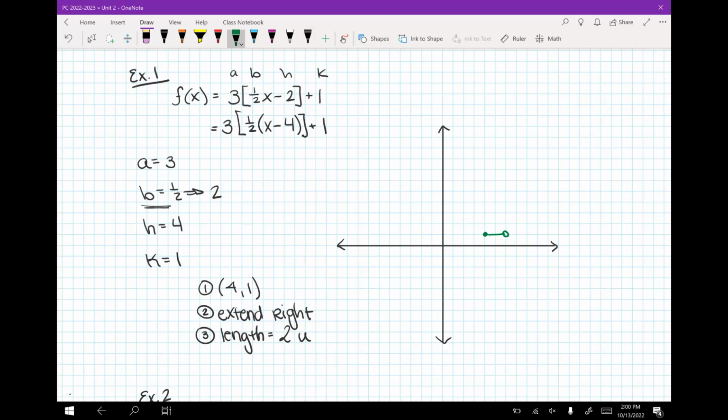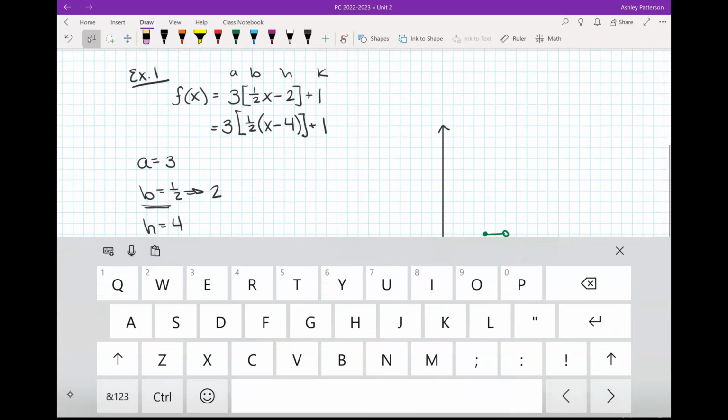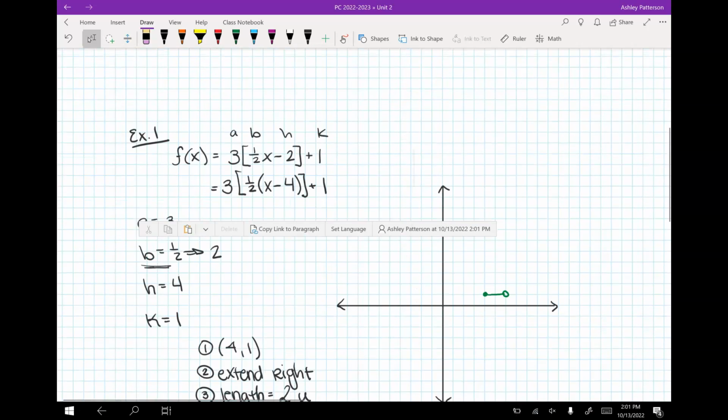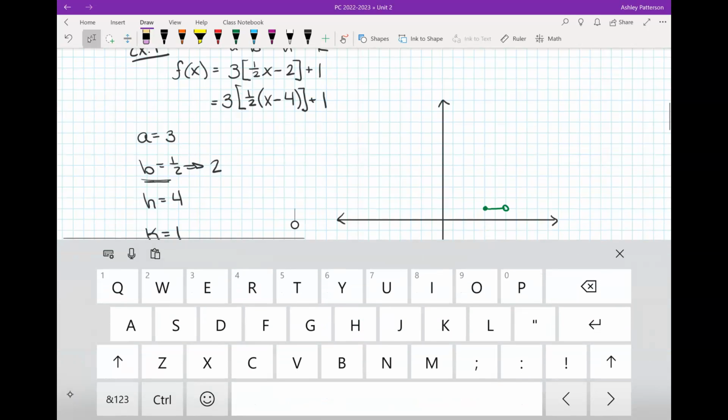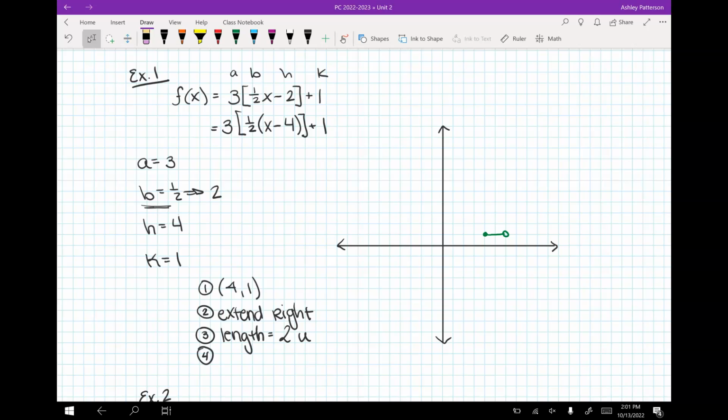The fourth thing we need to do is figure out if we're going to go up or down. Now, with our parent function, we had a climbing staircase. For us to have a descending staircase, we need a vertical or a horizontal reflection. Again, if you need to, write that down. We don't have either. A is positive and B is positive, so our steps are going up.